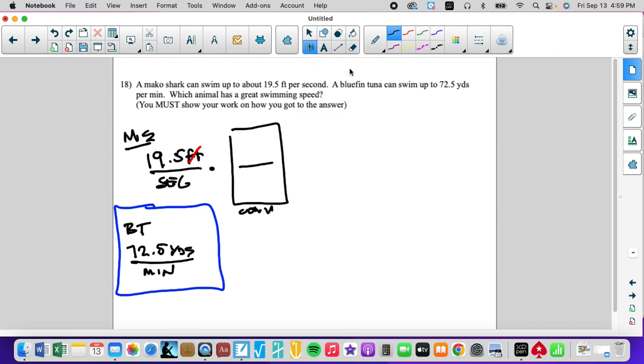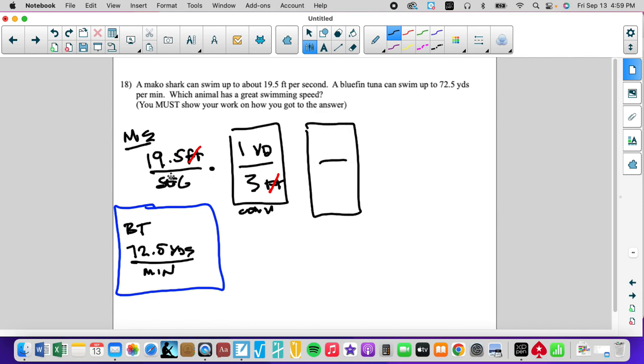It doesn't cancel. So if I have feet in the numerator and need to get rid of it, then I need to put feet in the denominator. And I know that 3 feet equals 1 yard, and we like that. It cancels out feet and we're into yards, because that's what's left. Now I need my second conversion box, because I'm good to go on yards. And now I need to go from seconds to minutes.